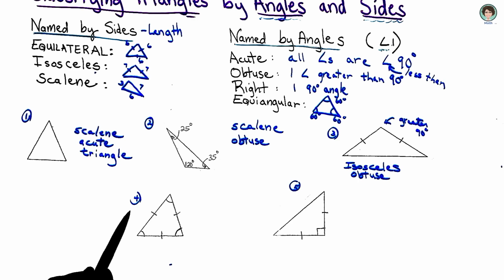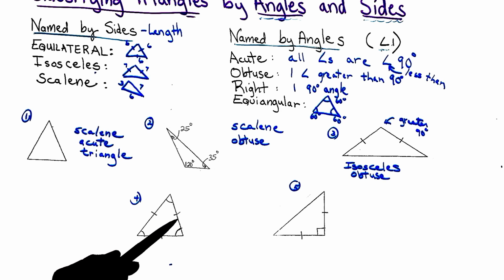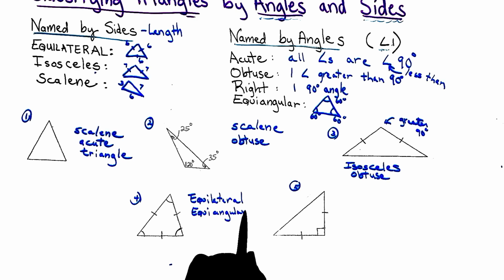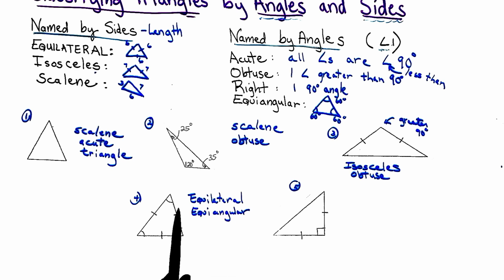All right, number 4. We have 3 angle measurements that are marked that they're equal, and notice the 3 sides are also equal, the side lengths. So we have an equilateral and equiangular triangle. You might say that, well, look, they're all acute, but the best name for it is equiangular, instead of just an acute triangle.